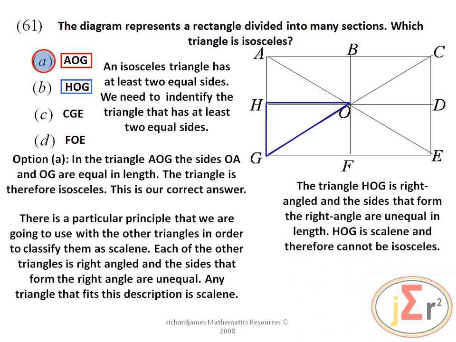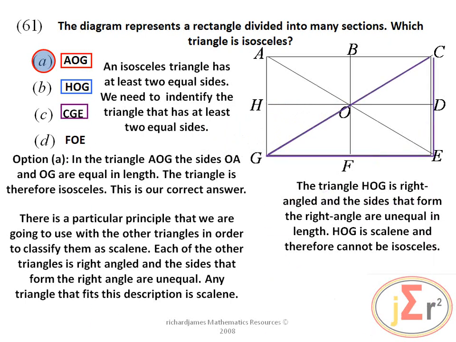The triangle HOG is right-angled, as we can see. This angle is formed by this side and this side. The angle right here is a right angle. The two sides that form the right angle, HG and HO, are unequal in length. Therefore, we are sure that the triangle is not isosceles. As a matter of fact, we are sure that it is a scalene right-angled triangle.